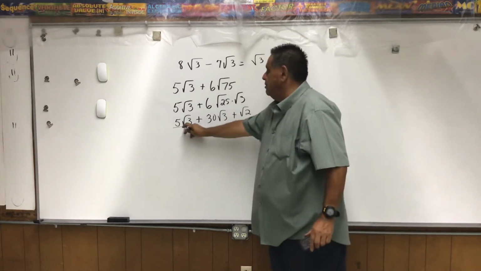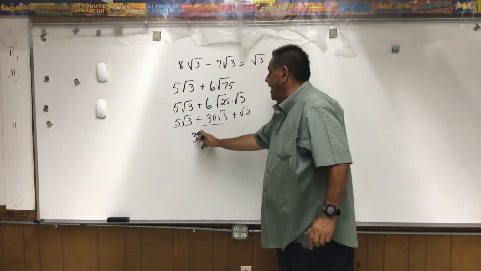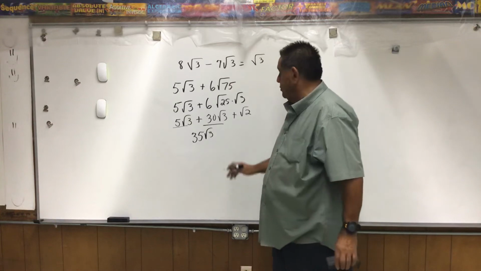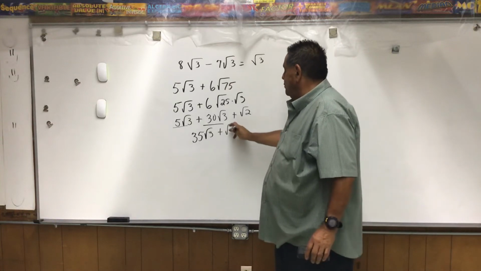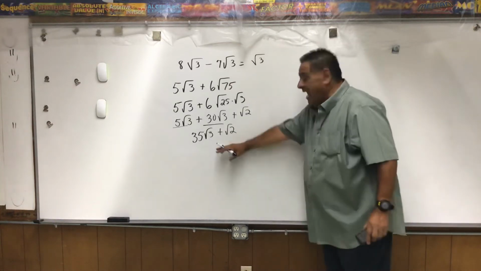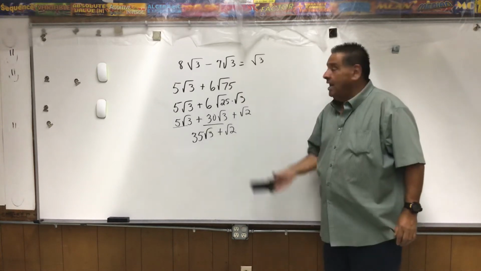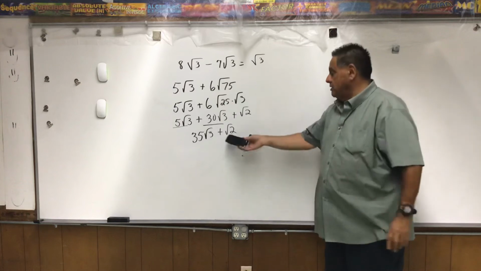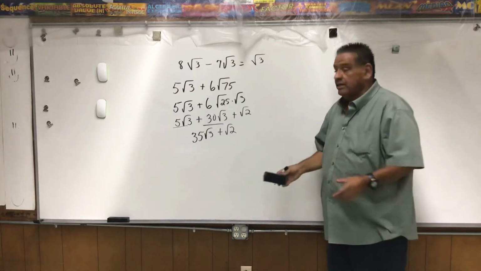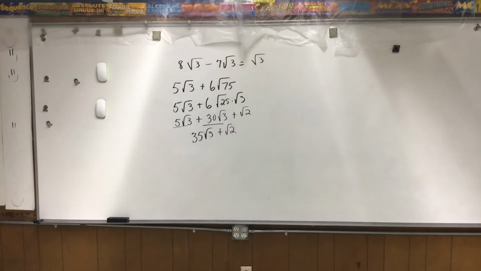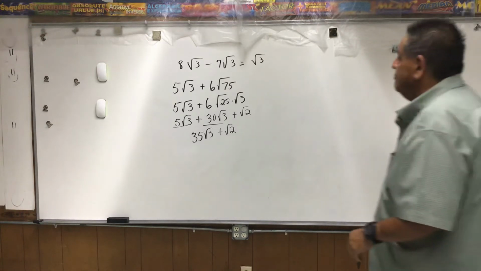Well, we had our common terms like we did here. 35 radical 3. We add those and get 36 radical 3. Can't do anything with the radical 2, so you attach it, plus radical 2. You're going to have some of those. That's the term that you cannot combine with the other 2 or the other 3. Just bring it down, and that's your final answer on that. All right? All right. That covers that one.